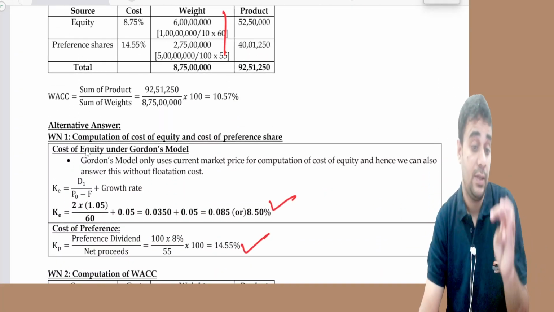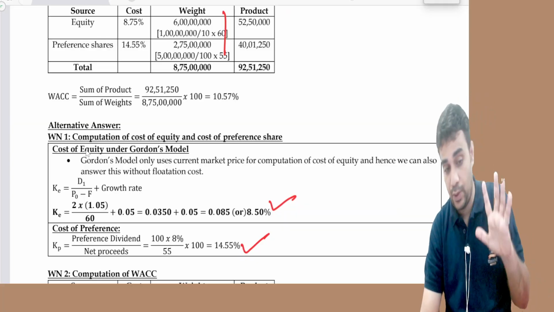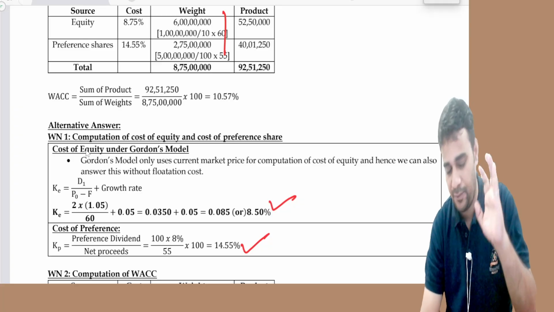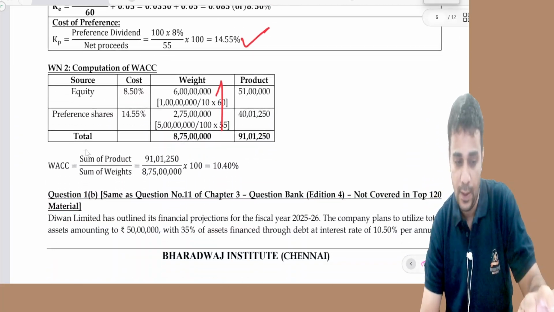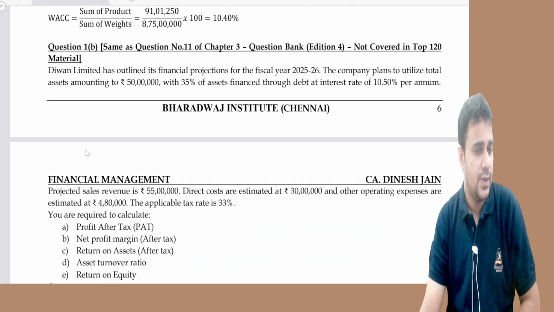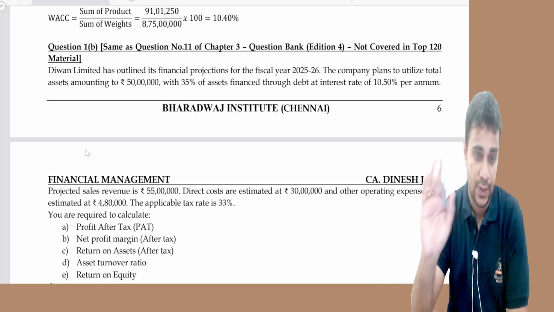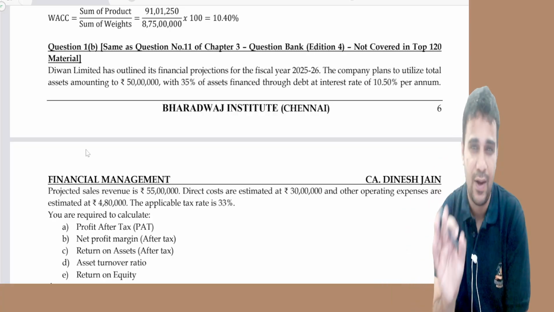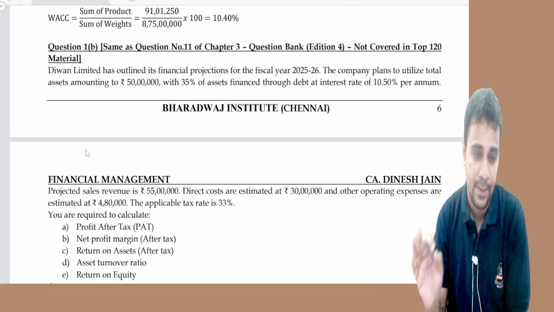There is a possibility they may give it even without considering flotation cost, because the word Gordon model is specifically used there. This is question 1. Question 2, a ratio analysis question. This was there in our material. The exact same question is there, at least the earlier question. Earlier was a concept related question.